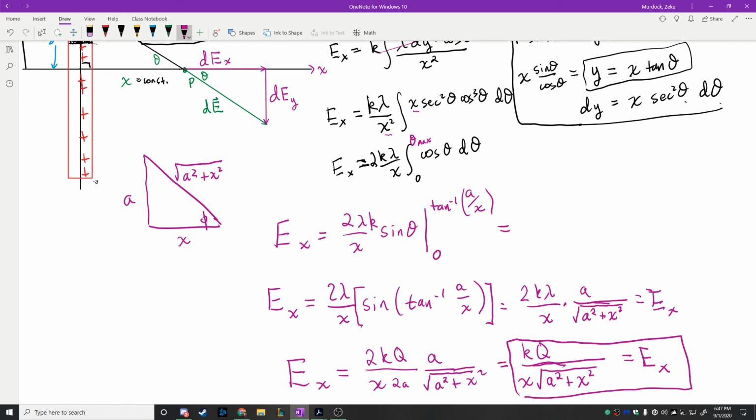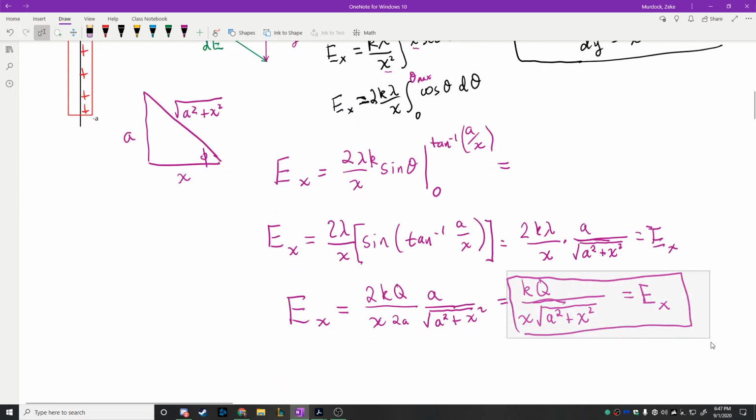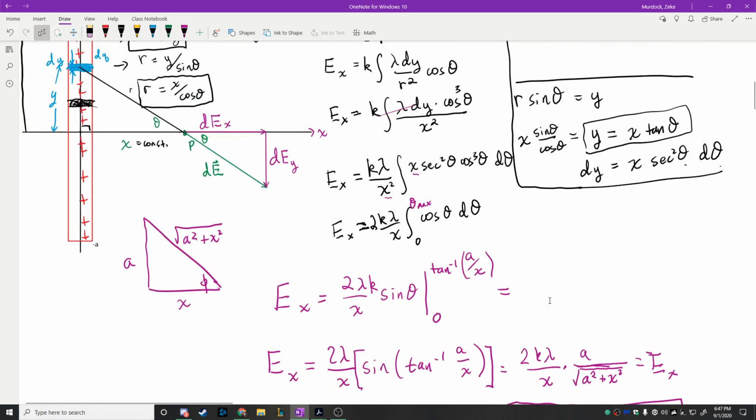Okay, do you guys have any questions? We broke our object up into little pieces. We figured out the electric field created by one of those pieces. We split that electric field up into x and y components. We just solved for the x component. That's all we've done so far. Anyone have any questions?